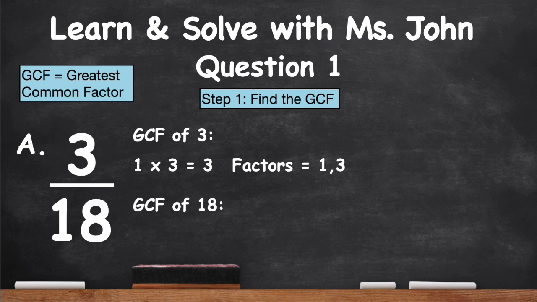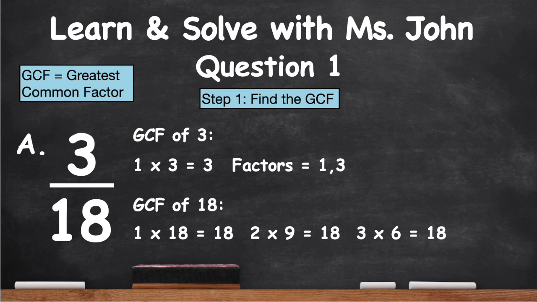So if we break down 18, we get 1 times 18 equals 18. Then we got to think about, okay, does 2 times something equal 18? Hopefully you got 2 times 9 equals 18. Then you also have to think about 3 times something equal 18, and then you do. So 3 times 6 equals 18. And then you could think about, does 4 times something equal 18? And the answer is no. So we could conclude that these are the factors of 18. So the factors are 1, 2, 3, 6, 9, and 18.